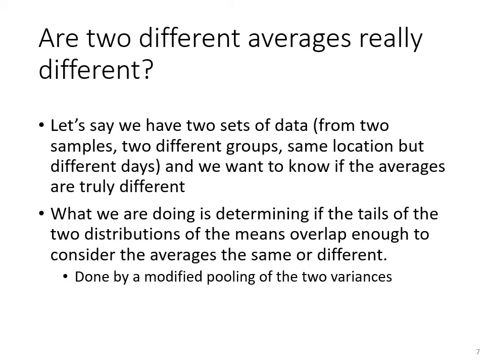So what we will do is determine if the tails of the two distributions of these means overlap enough to say that the averages are the same or different. And we do this by a modified pooling of the two variances.